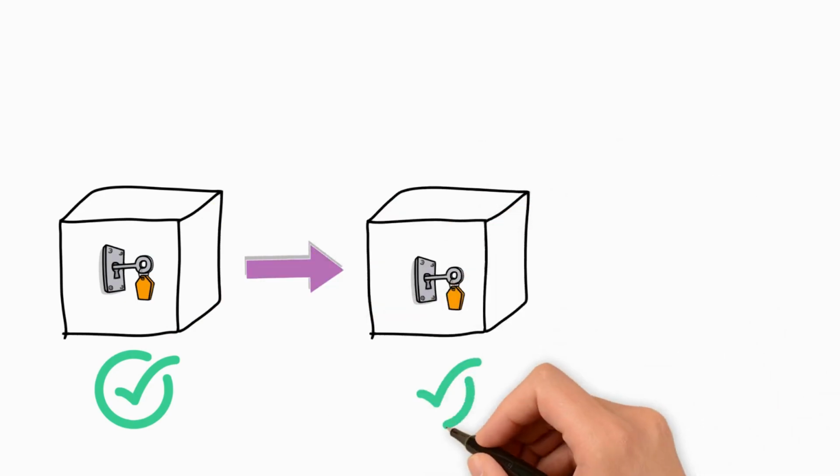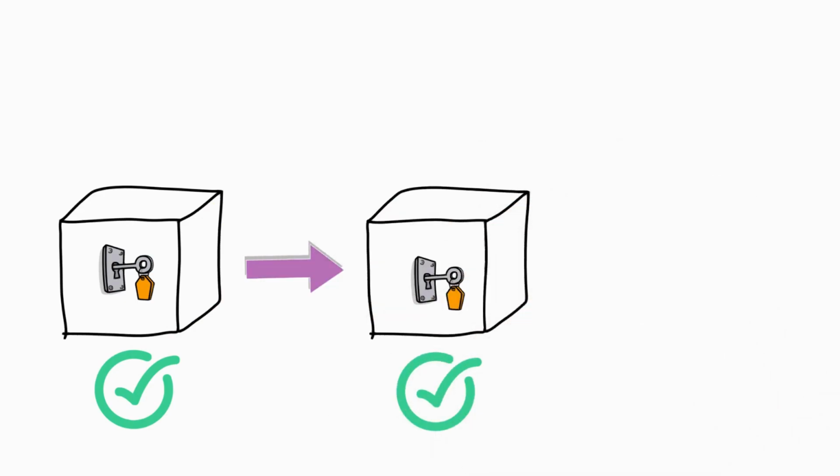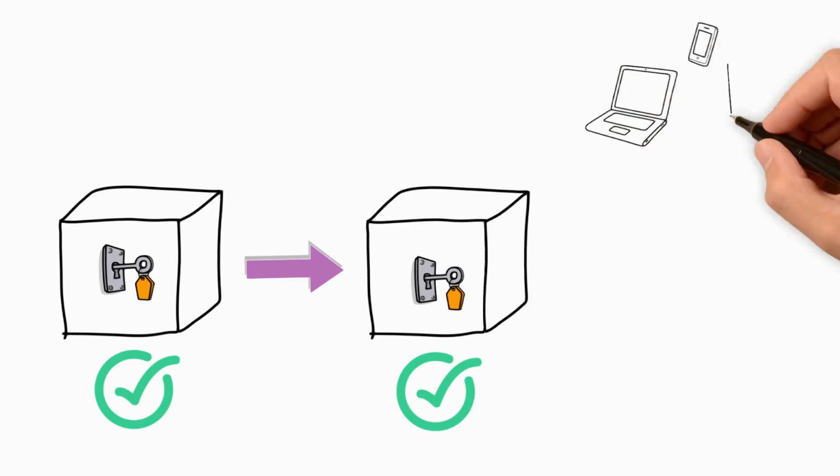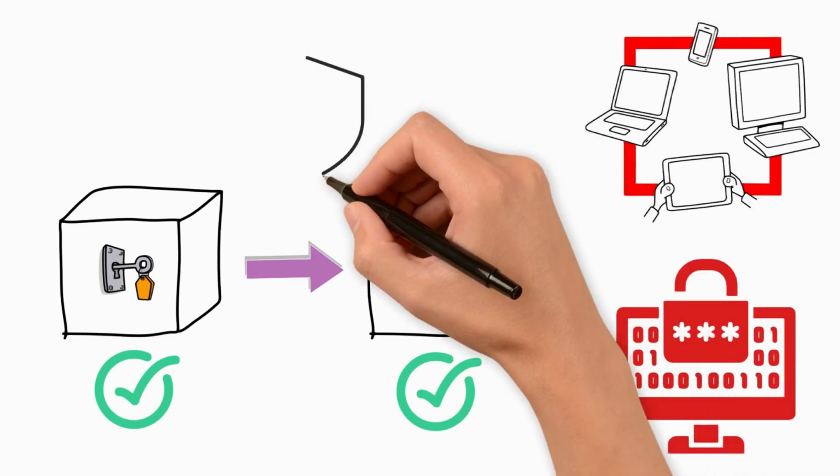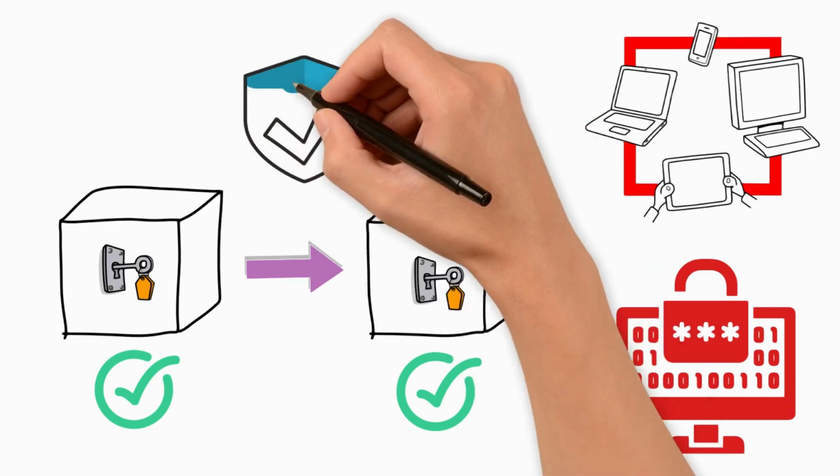Blockchain is decentralized, meaning no single person controls it. Instead, many computers around the world share the control. This makes it more secure because it's hard to hack into many computers at once.